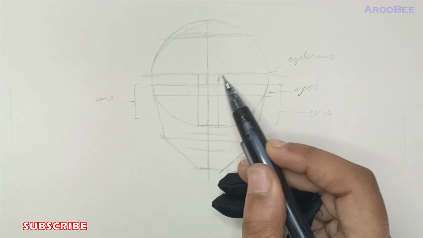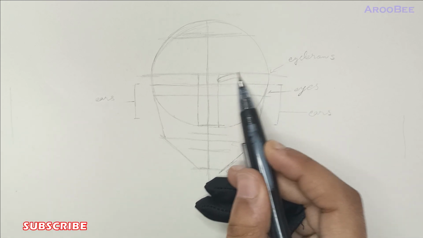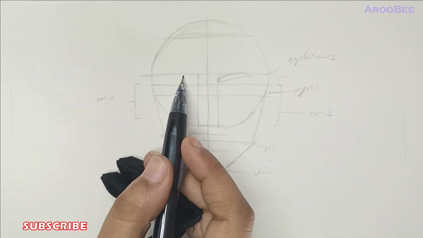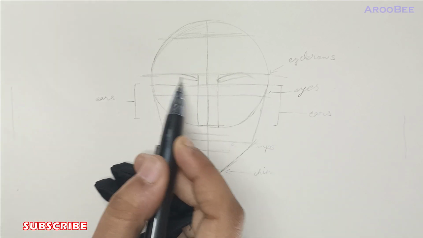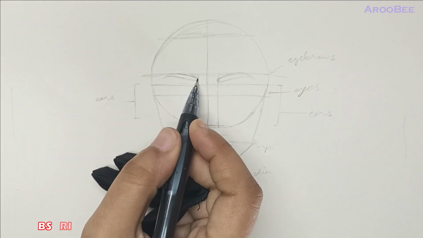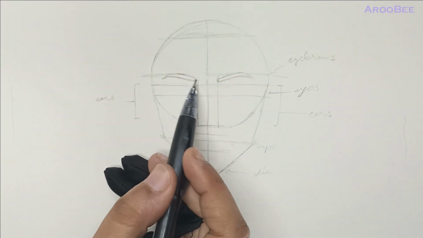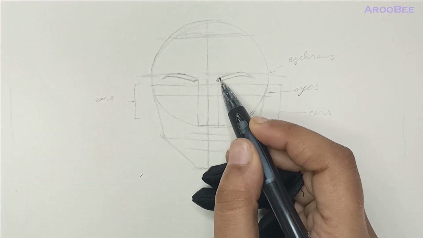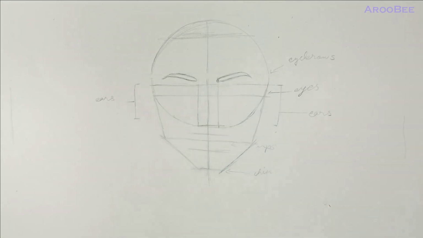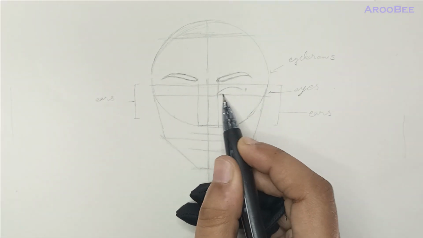Now for step 3, we're gonna start placing face features. Start by drawing eyebrows first and then move on to eyes, nose, and lips. To get the best results, you need to practice more and more.